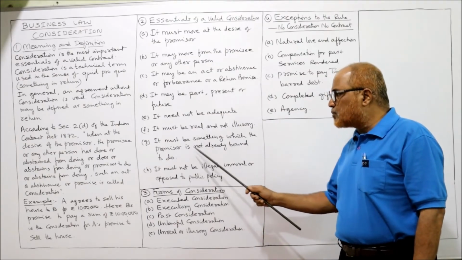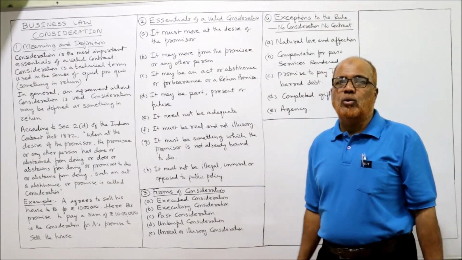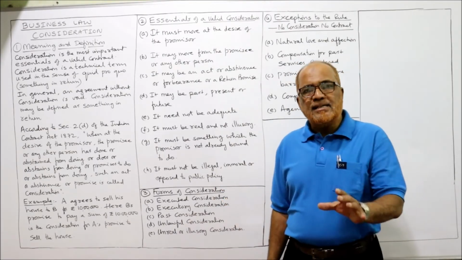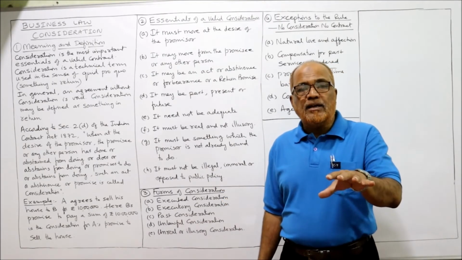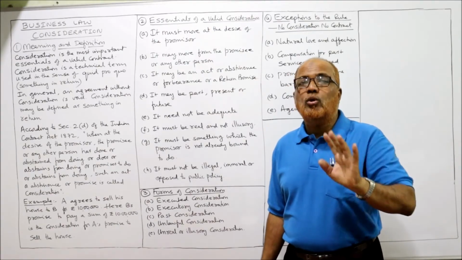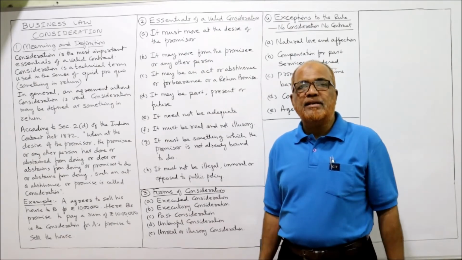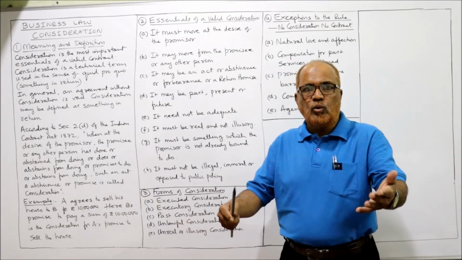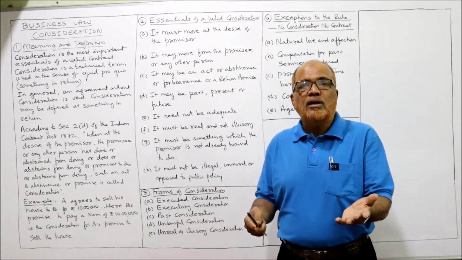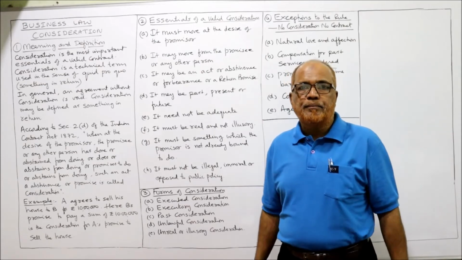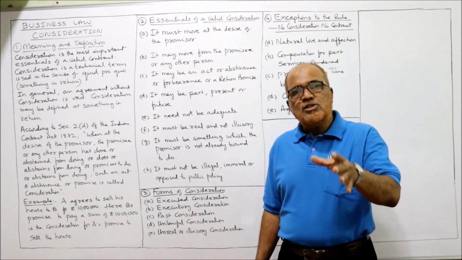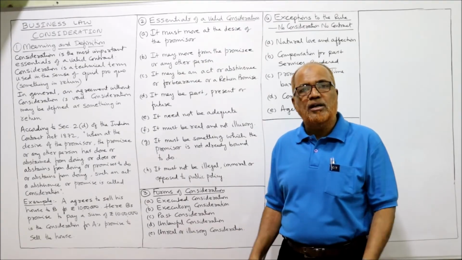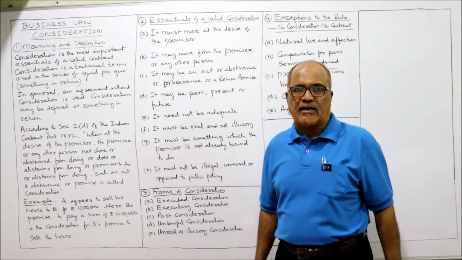It must be something which the promisor is not already bound to do. That means this consideration should be something which is not already bound to be done by the promisor. Example, a public servant promises to do a public duty. Because public duty is itself his duty. So when a person is performing his duty, it will not be a good consideration. He is already bound to do that.